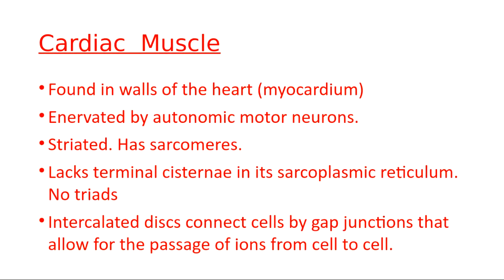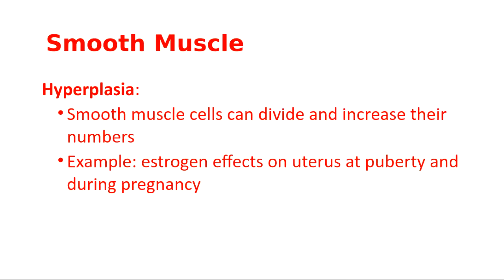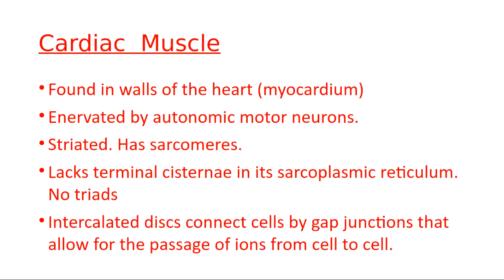Another characteristic of a smooth muscle is that it exhibits hyperplasia, meaning that when it is stimulated by hormones, for example, instead of increasing the size of the cells, the number of the cells is increased. So they can divide and increase in numbers, especially in response to hormones like estrogen, for example. Cardiac muscle, on the other hand, is found in the walls of the heart, making up the myocardium. It is also innervated by autonomic motor neurons. It has striations, it has sarcomeres, which tells us that the physiology of muscle contraction is going to be similar to that of a skeletal muscle.